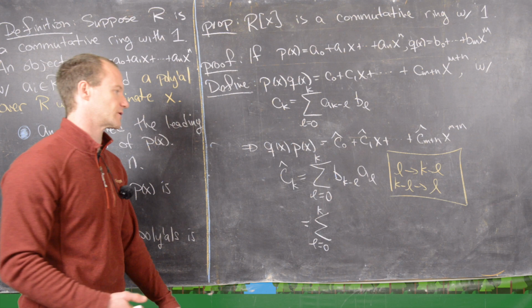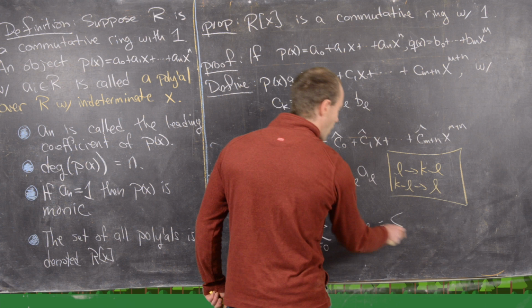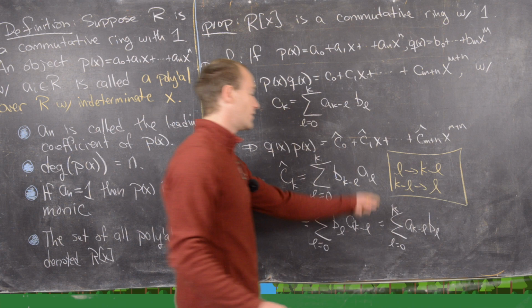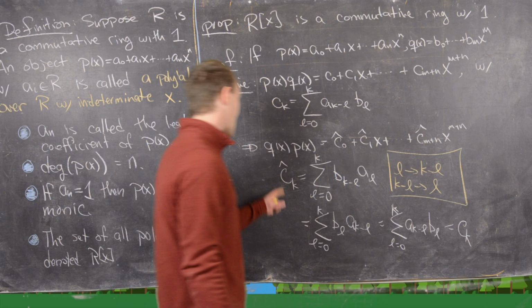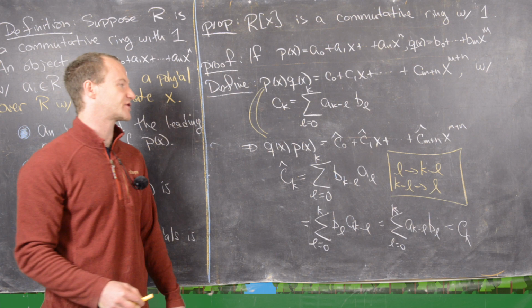And now we're going to have b_l a_{k-l}. Now, the next thing we can do is commute these guys, because we know that R itself is commutative. So we have the sum, l equals 0 to k, of a_{k-l} times b_l. But notice that's exactly the way that we defined the c_k up here. So we have c_k hat equals c_k, and this is true for all k. There was no choice made of which index we were at. So in other words, we have P(x) times Q(x) equals Q(x) times P(x). So the multiplication here is commutative.